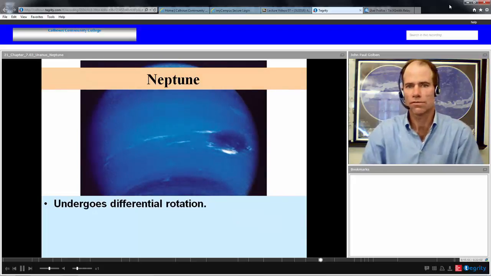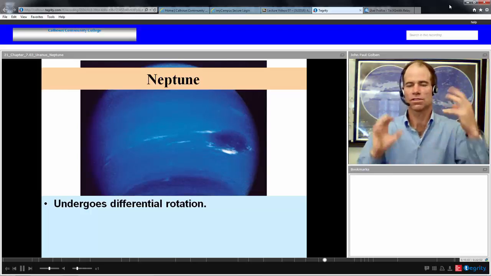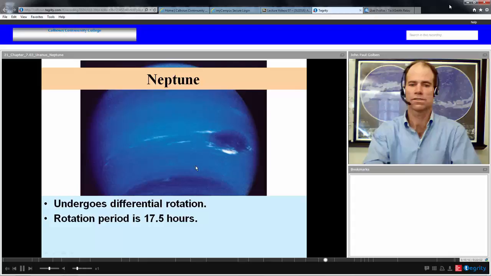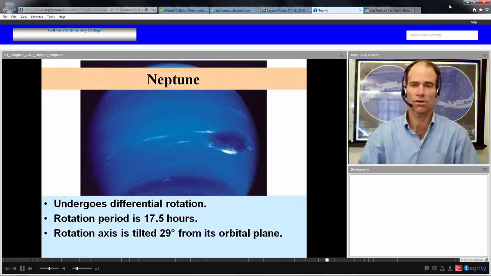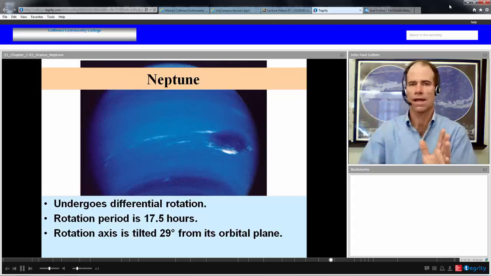Neptune undergoes differential rotation, which means that not all of its atmosphere rotates at the same rate. In fact, again like Uranus, its equator rotates slower than its poles, just the opposite of Jupiter and Saturn. The rotation period is 17.5 hours, which is similar to Uranus's rotation period of 17 hours. It has an axis tilted at 29 degrees, which allows it to have this band structure because we're getting more uniform heating as the planet turns in relation to the Sun.